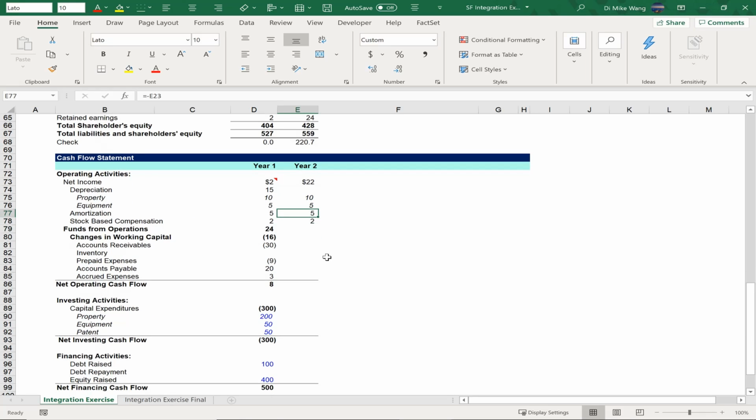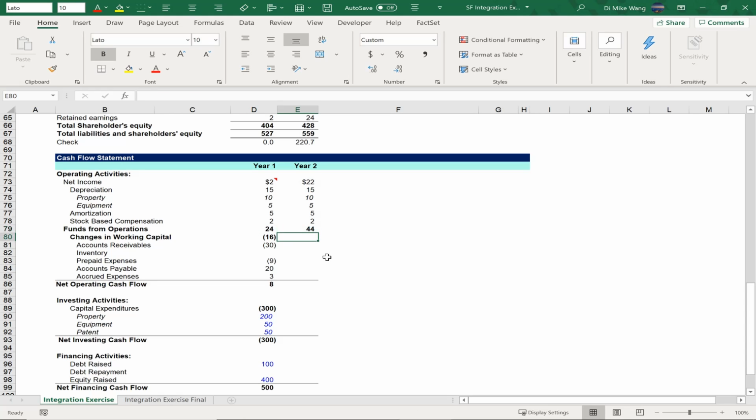Okay, so these items here, depreciation number would be, if we move over the depreciation formula, remember that's Control C, and then Shift, right arrow, Control R. So depreciation is 15, amortization 5, stock-based compensation is 2. So same thus far as year 1. And that gets us to a funds from operation number. And again, we're going to move over this formula of 44.